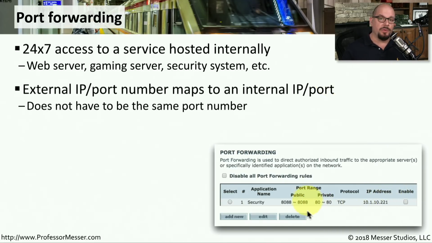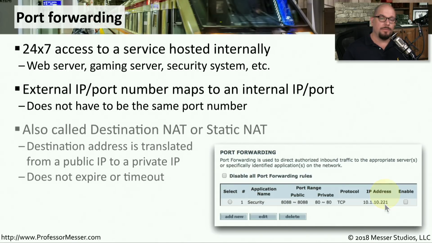Here's a port forwarding rule that I have configured in my SOHO router. This is my security rule. And if any device accesses my external IP address over port 8088, it will translate those ports to port 80 on the inside and send that traffic to 10.1.10.221. You might also hear port forwarding referred to as destination NAT or static NAT because we're changing the destination IP address for this inbound traffic.